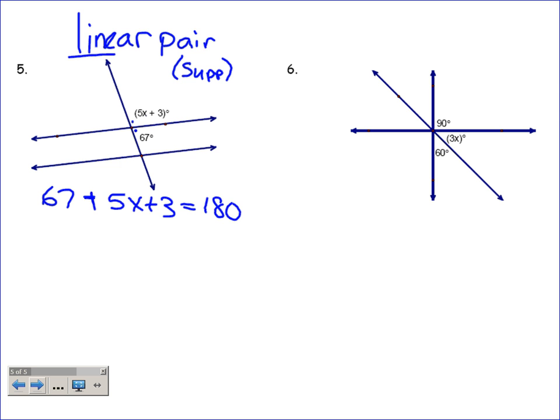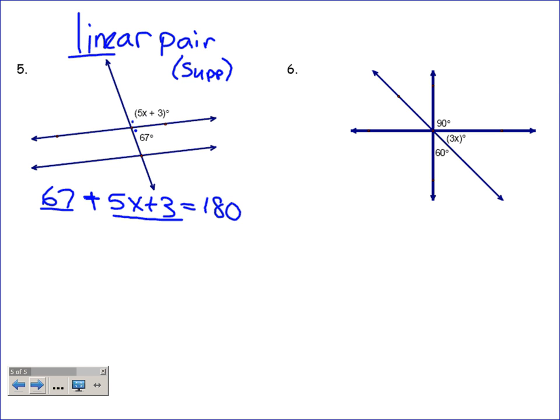Okay? So when they're supplementary, basically you have one angle plus the other angle equals 180. So if you ever have a linear pair, or same side anything, you're going to add up to 180. Linear pair, linear triple, or same side anything, it's all going to add up to 180.